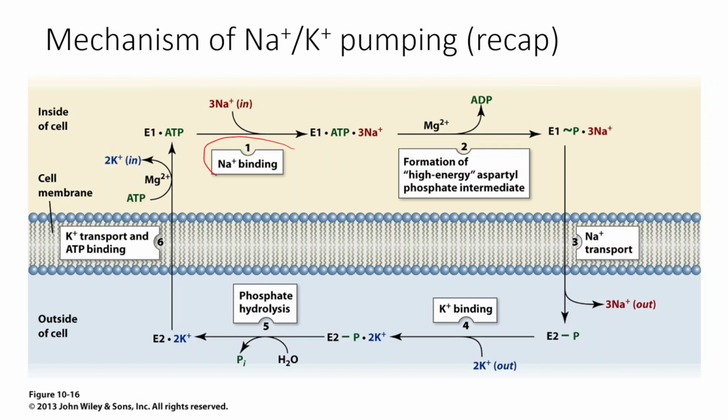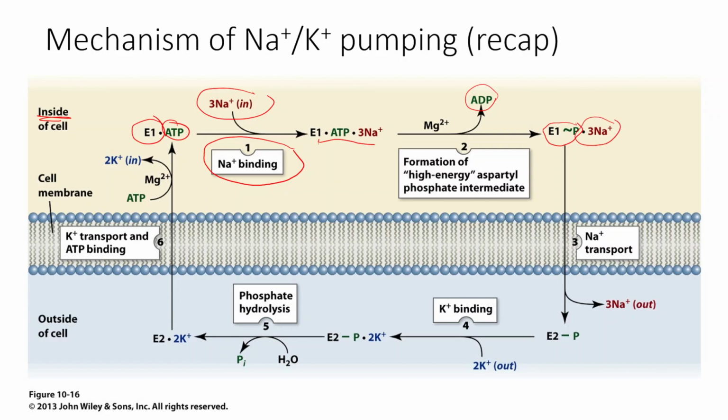In the first step, we have sodium ion binding. The transporter is in the E1 conformation. It has ATP bound. And once ATP is bound and it's in the E1 conformation, 3 sodium ions that are inside the cell will enter, right? So we have E1 plus ATP plus 3 sodium ions. And then there is ATP hydrolysis that happens. And then we have this E1 that has that one phosphate group that is the remnant of the ATP hydrolysis, plus the 3 sodium ions.